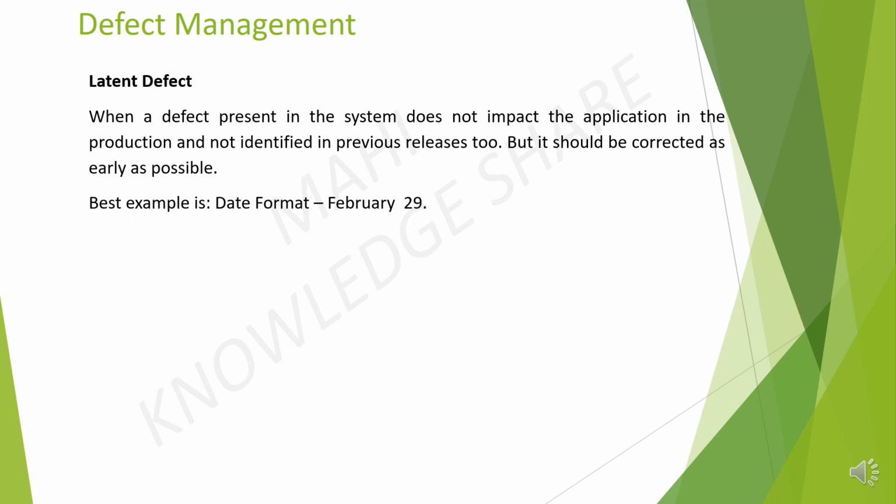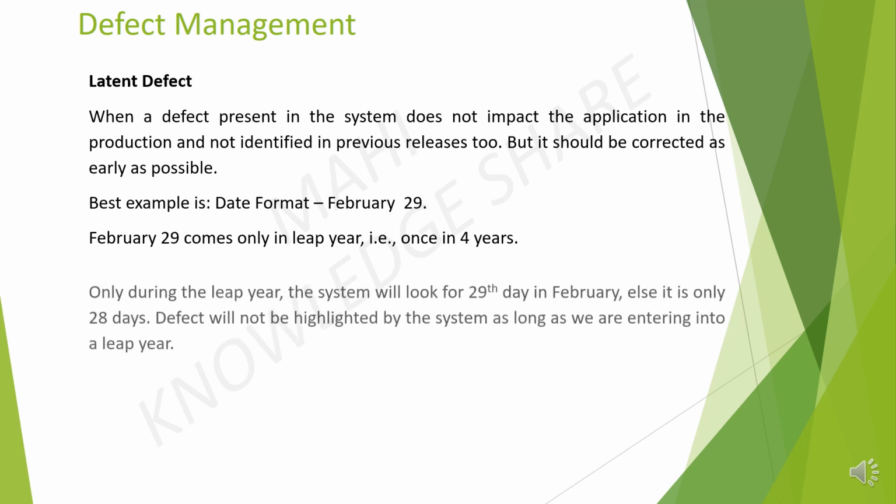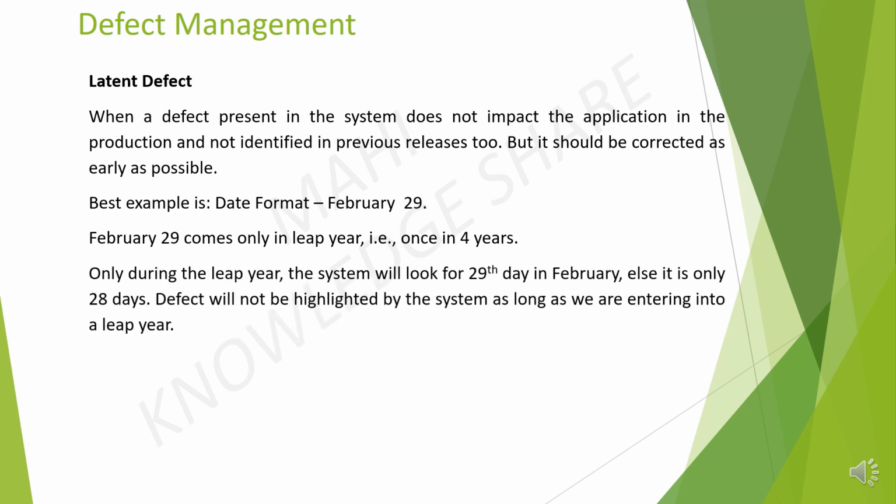The best example is the date format February 29. February 29 comes only in a leap year, that is once in 4 years. Only during the leap year, the system will look for the 29th day in February. Otherwise, there are only 28 days in that month. The defect will not be highlighted by the system as long as we are not entering the leap year. Hope this will help you to understand the meaning of latent defect.